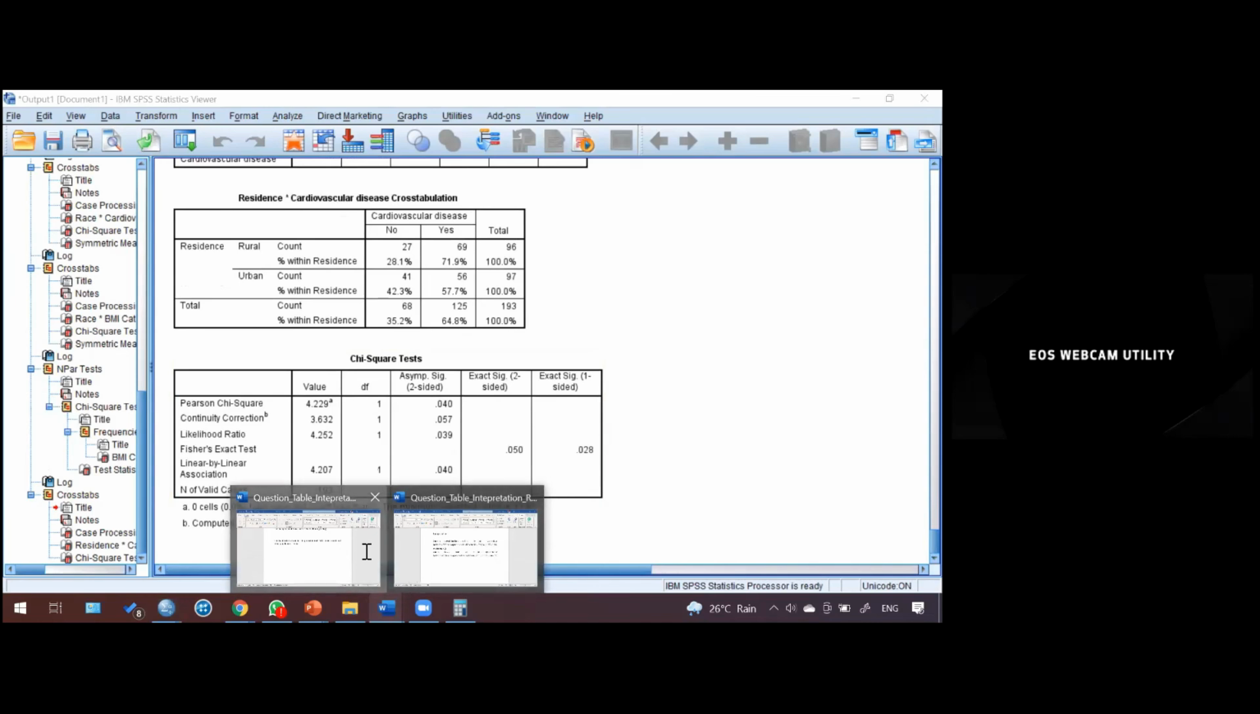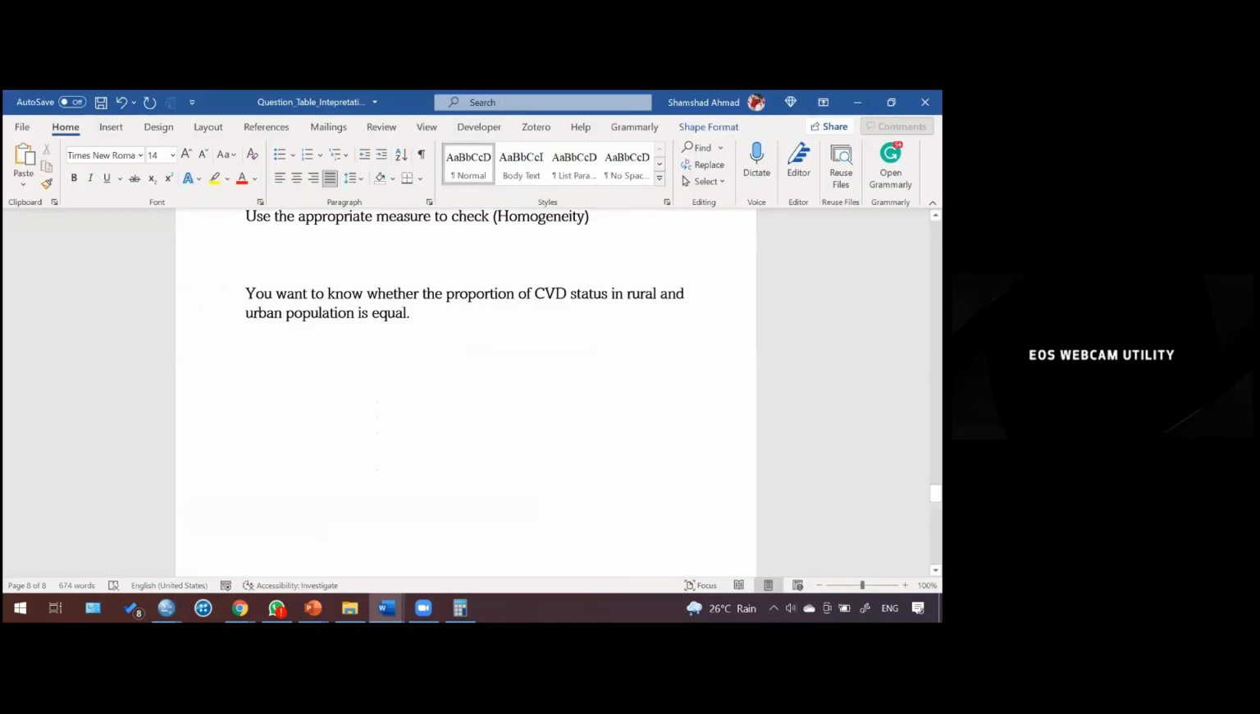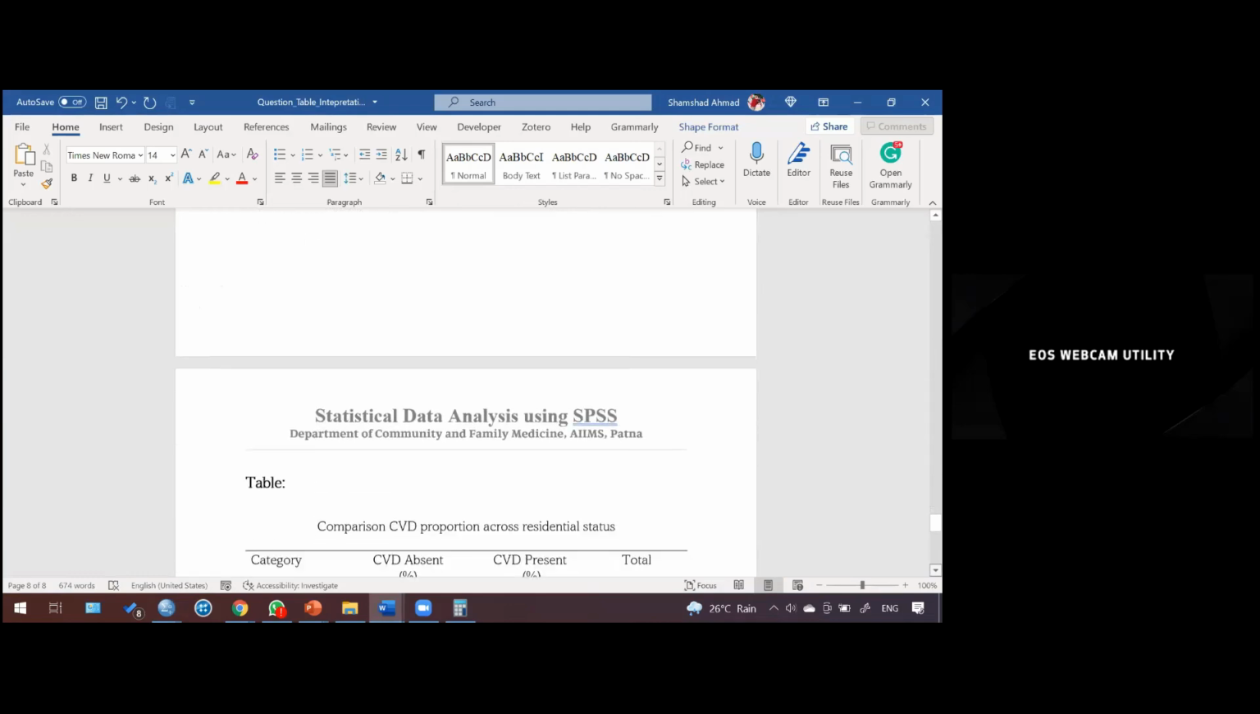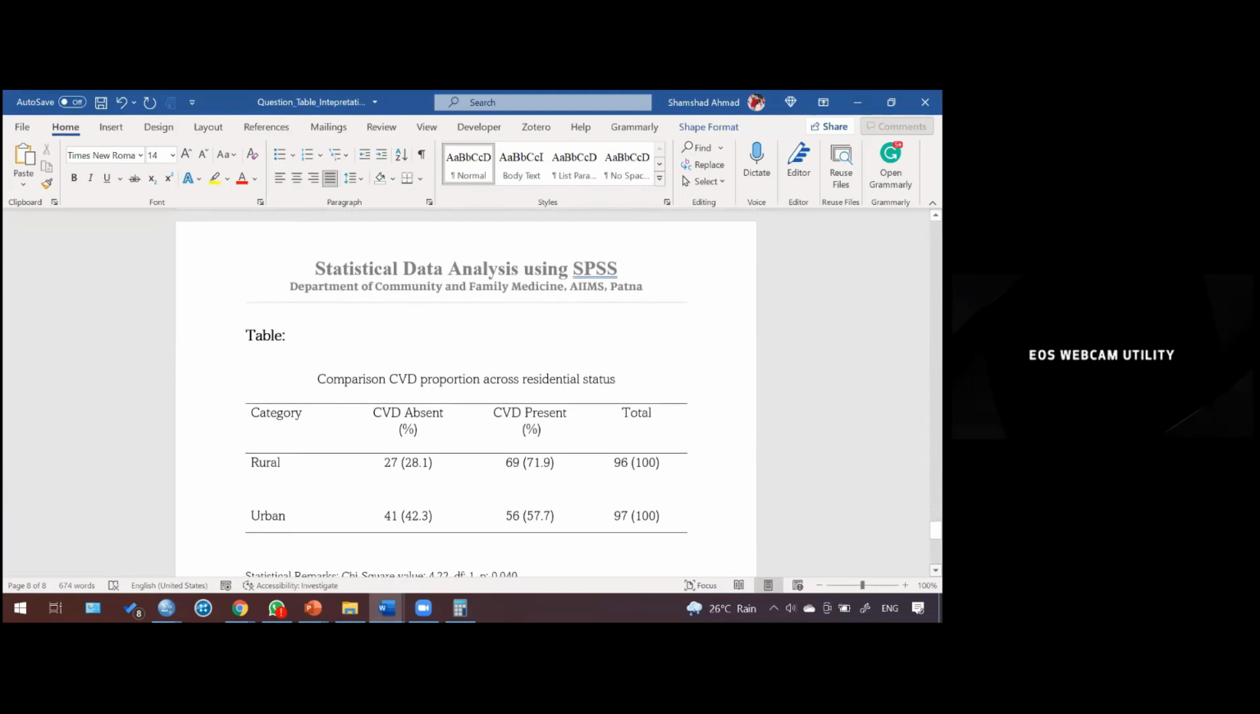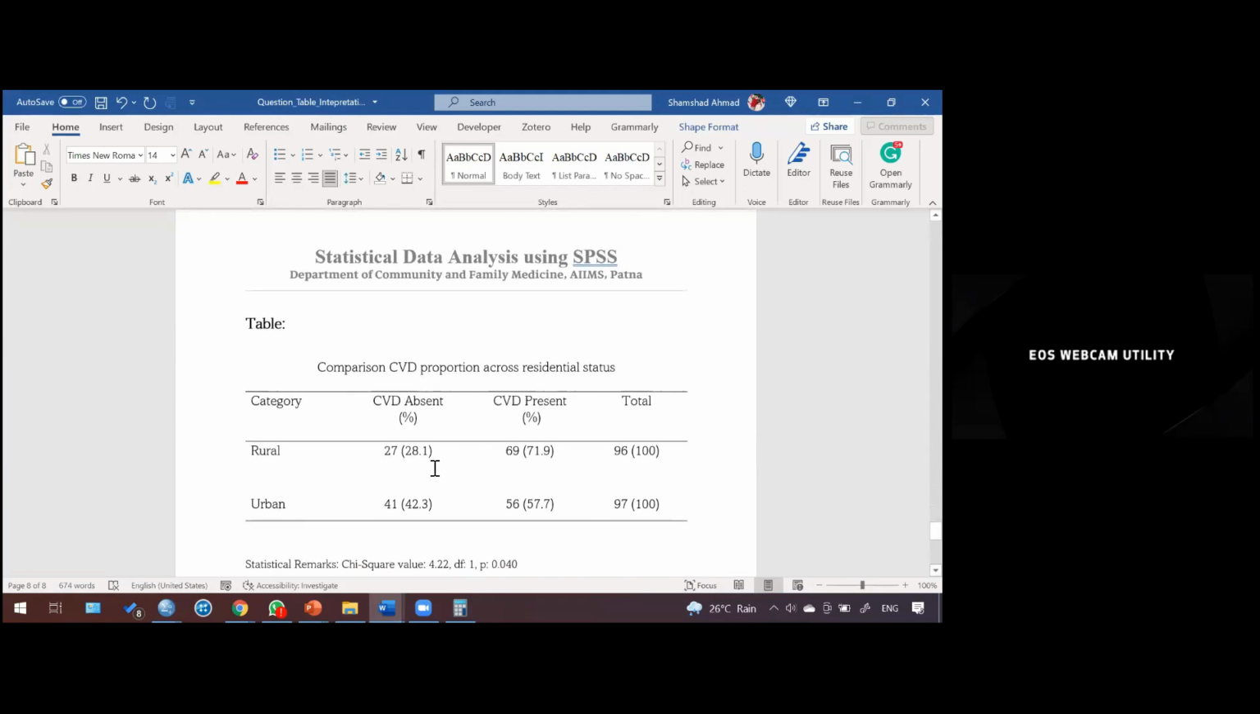Now, how to enter this value in table format. This is an APA style table. A table starts with the table number and title, and then the results. So this is the rural and urban. You can see here that 71% of the rural people were having CVD, whereas only 57.7% in the urban were having CVD. So the percentage of CVD was less in the urban area.